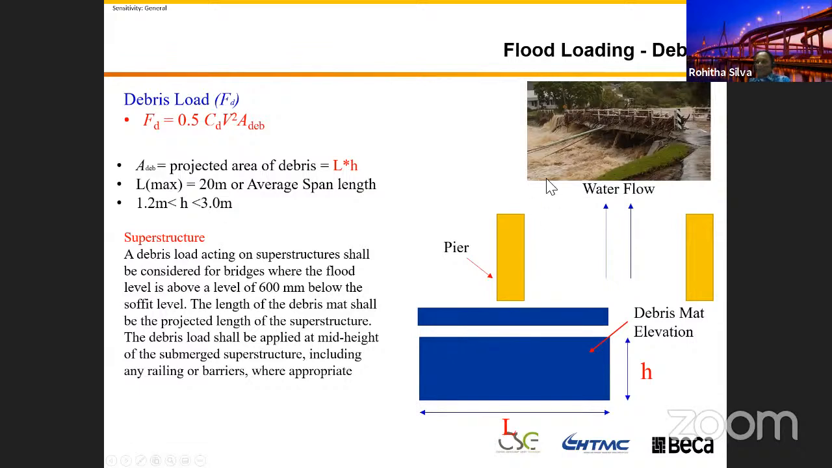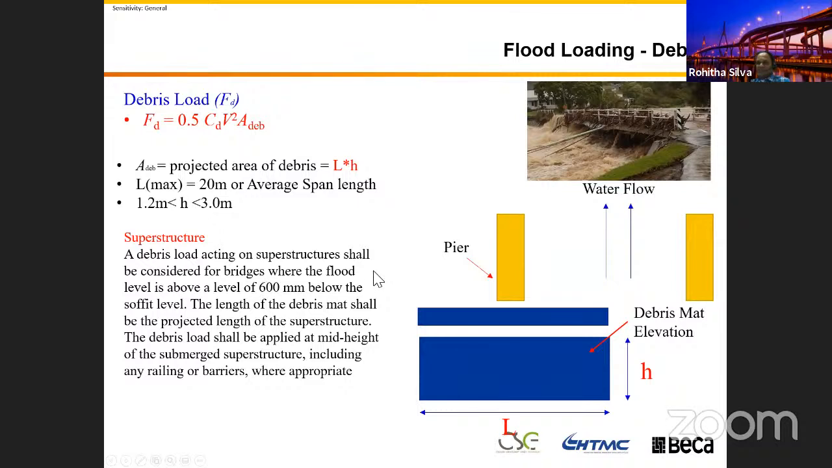And they said when you consider the length, the maximum is 20, or else the average span between piers. Because when you design the bridge, some spans may be like 10, 12 meter continuous spans. In that case, because you have a pier every 12 meters, you don't want to consider 20; you use the average span that is less than 20. So you can get the area of the debris. Then if you know the coefficient, again, you can apply this force.